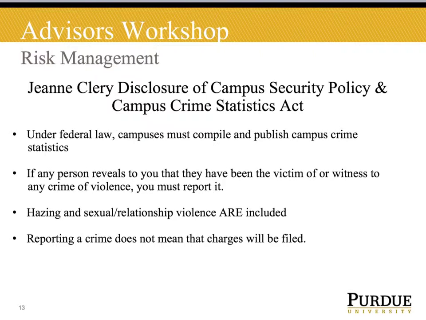Many of you have probably heard of the Jeanne Clery Disclosure of Campus Security Policy and Campus Crime Statistics Act. Basically, under federal law, campuses must compile and publish campus crime statistics yearly. This law mandates that any crime of violence must be reported to the university. This reporting must occur if the crime was reported to us or if we have seen the crime ourselves. And it does not matter if the crime goes forth to be prosecuted or charges filed.